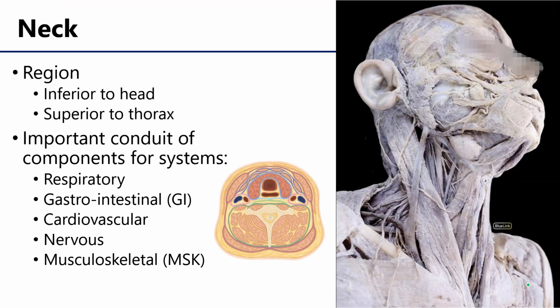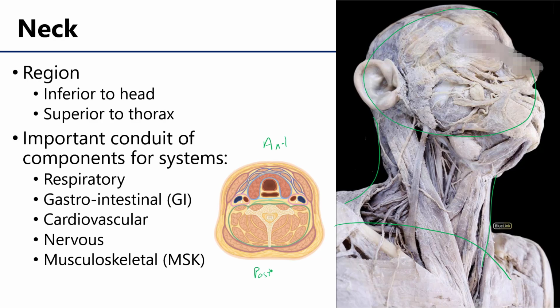So the neck as a region really connects a couple of very interesting parts of the body. First of all, it is the main conduit between the head and the thorax. And so there are a lot of important systems which are going to traverse this space. Looking at the cross section, here is anterior and here is posterior. We can see that there are a number of different elements within the neck.